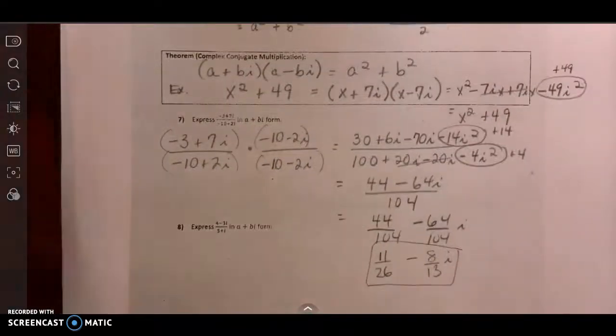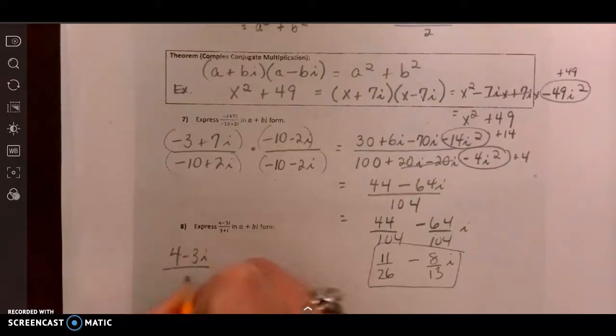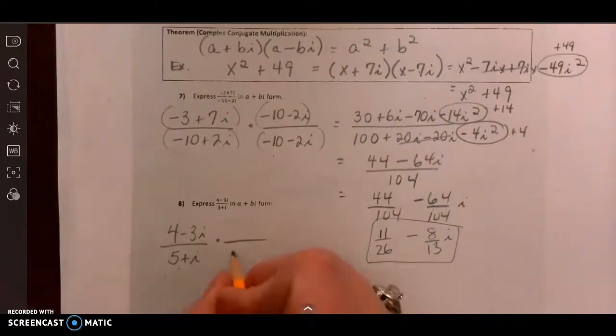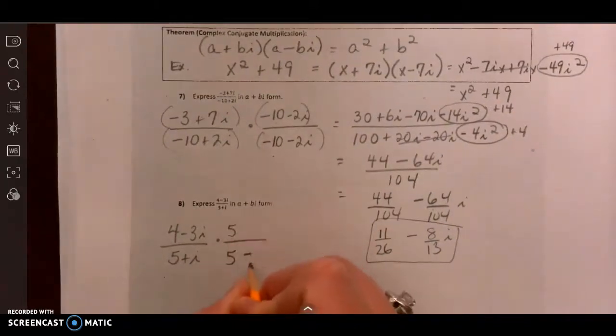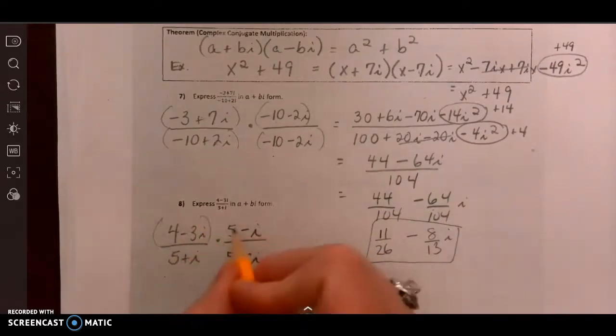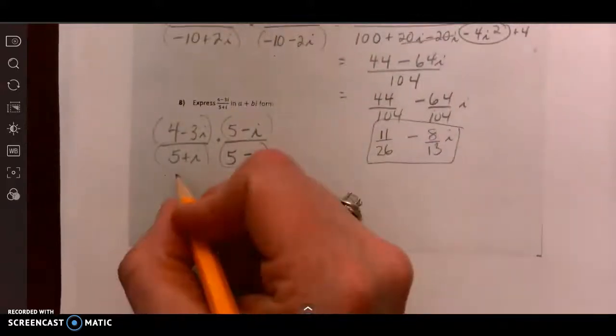Let's do this last one, number 8. 4 minus 3i over 5 plus i. And I'm going to have to multiply by the complex conjugate. Remember, the first number stays the same, and it's the second number that changes. And then I'm going to FOIL the top and the bottom.